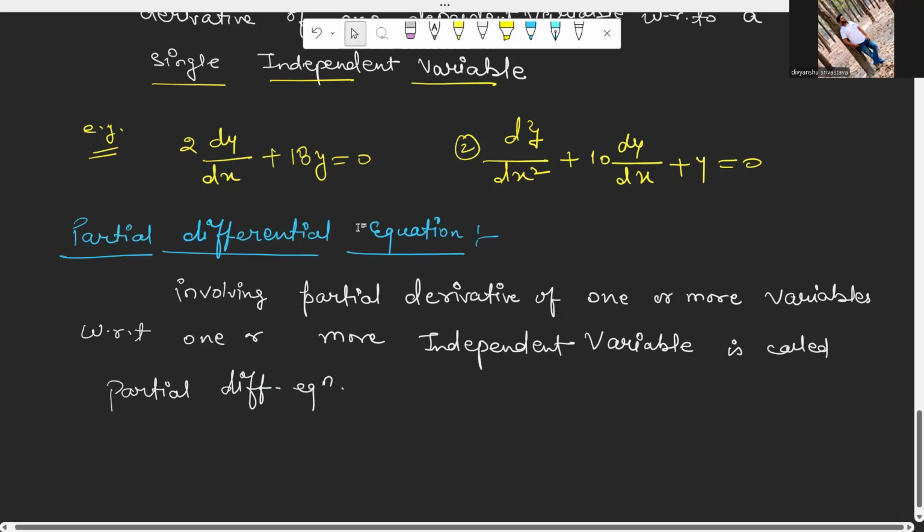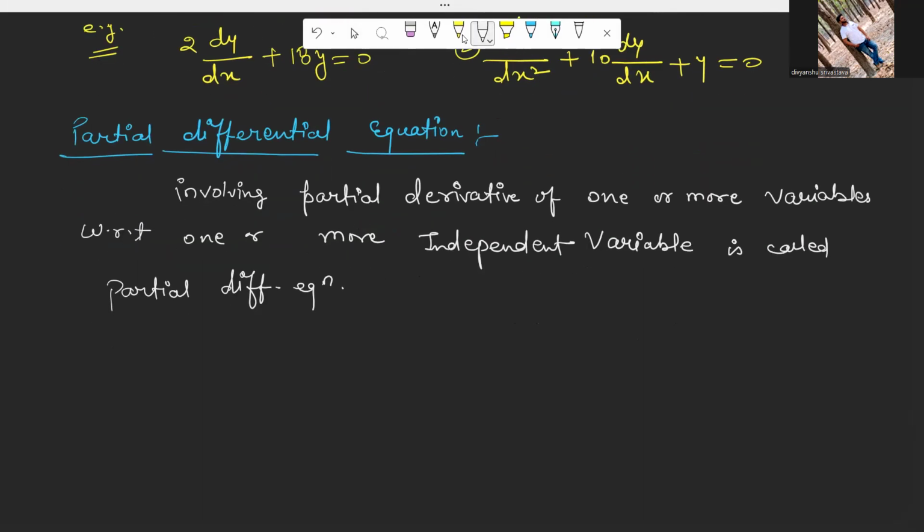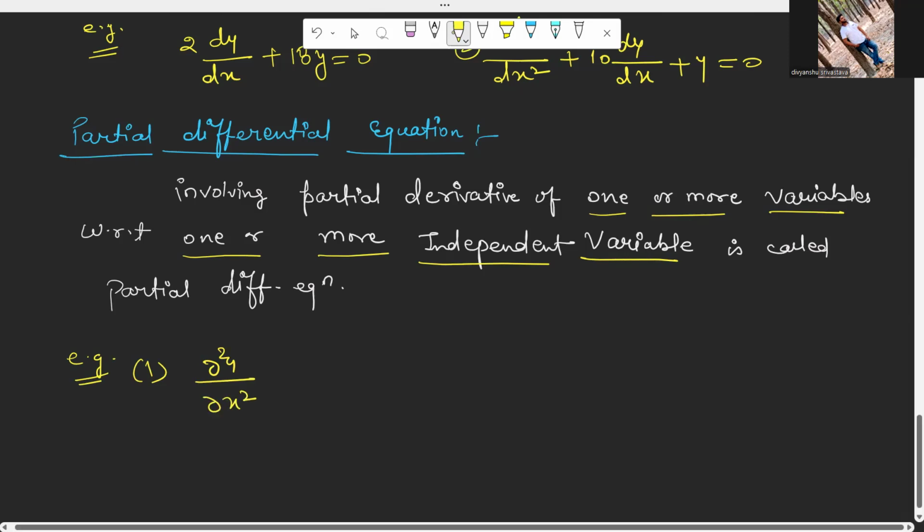Now come to the example part. Here, involving partial derivatives of one or more variables with respect to one or more independent variables is called your partial differential equation. In the first example, there are partial derivatives: d2y upon del x square plus d2u upon del t square, and here write y equals sin t.